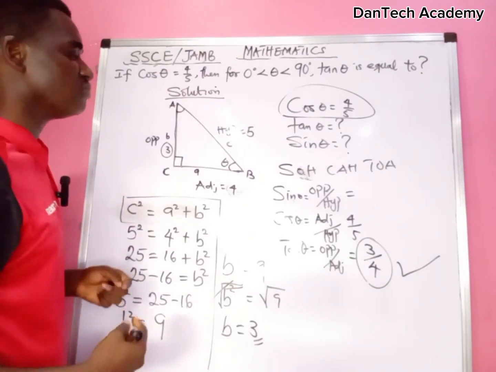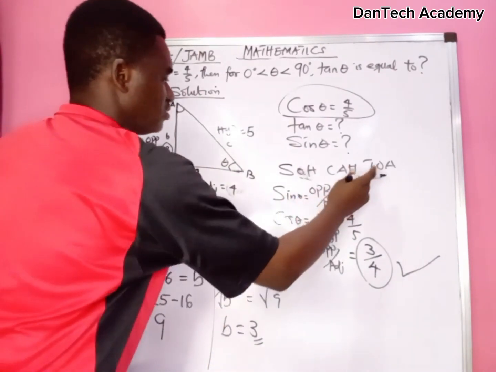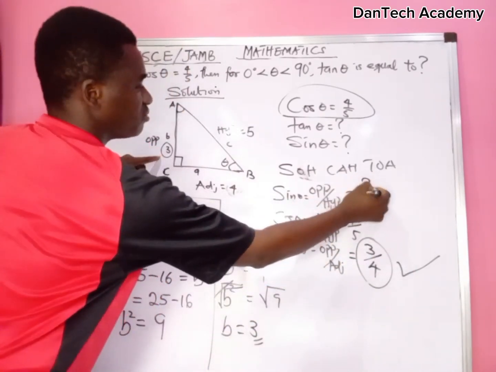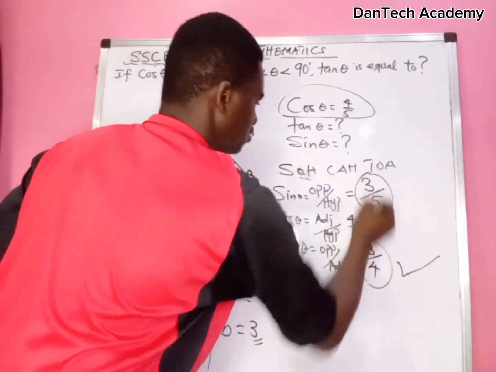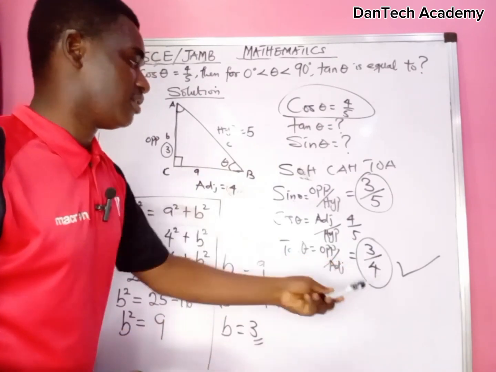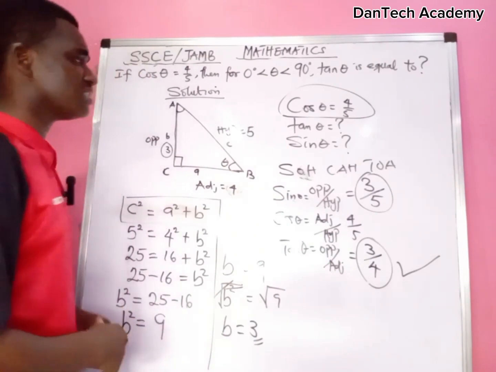Likewise, if you're asked to look for sine theta also, from here you can get your sine because you already have the opposite. Opposite is 3 from here, and hypotenuse is 5. So you can see that we've been able to get the answer of tan, and we'll also be able to get the answer of sine. So I believe this is very clear.